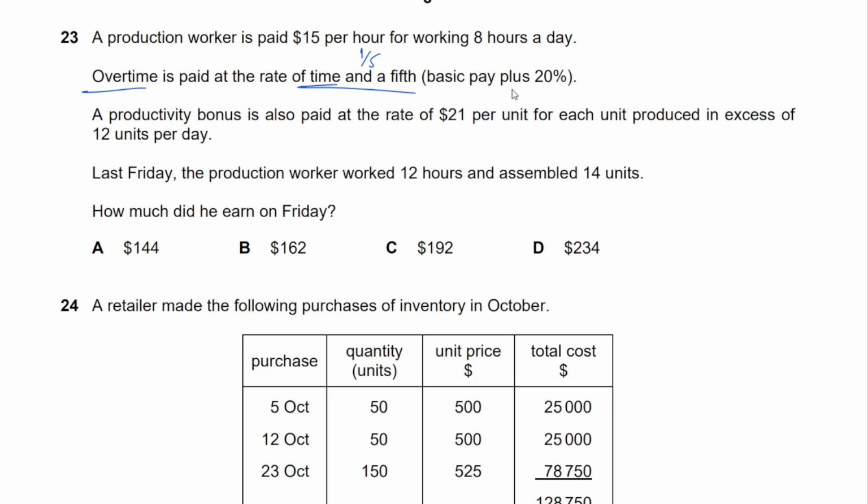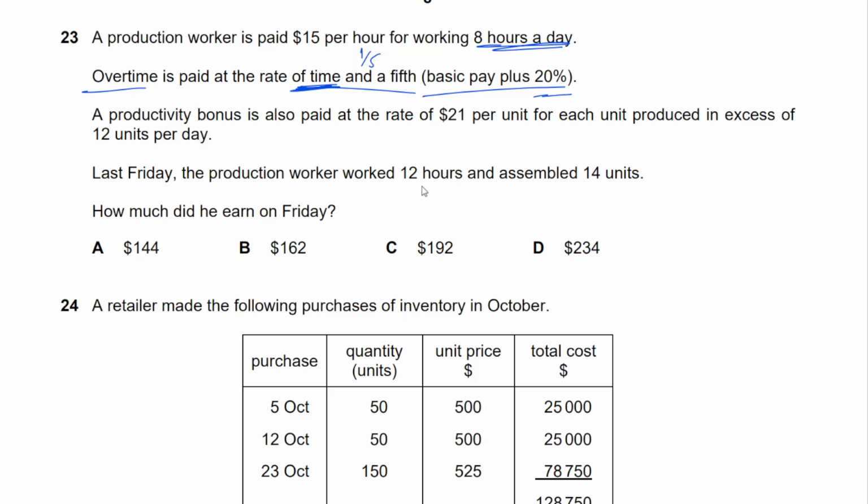Now that essentially means the basic pay, the way they put it, they mean time, the basic pay, and the fifth, which is 20%. It's the same thing in different words, okay? A productivity bonus is also paid at the rate of $21 per unit for each unit produced in excess of 12 units per day. Anything above 12, they get $21 each for each unit. Last Friday, the production worker worked 12 hours, so 8 normal hours and 4 extra hours, okay? And you should know that for extra hours, you get 20% extra money. And he also produced 2 more units. How much did he earn?